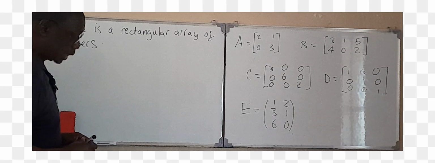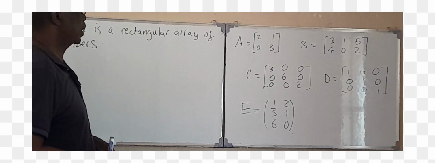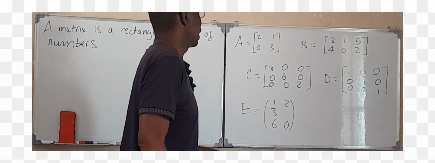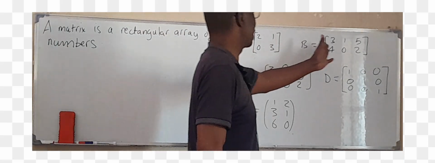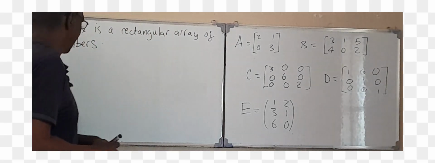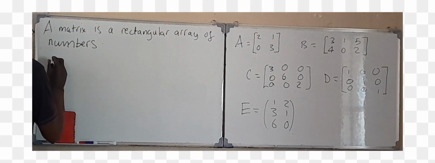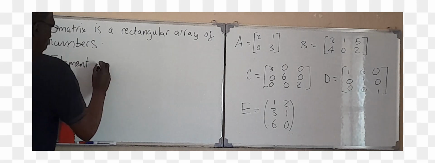On the right board here, I do have a couple of examples of matrices. As you can see, the numbers are arranged in rectangular form. Now, each one of these numbers in the matrix is called an element or an entry.